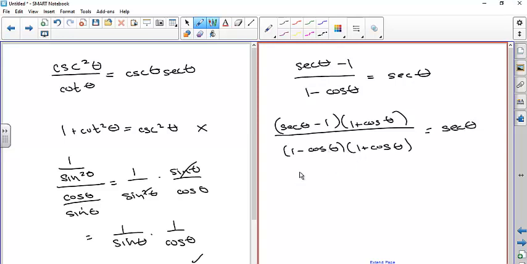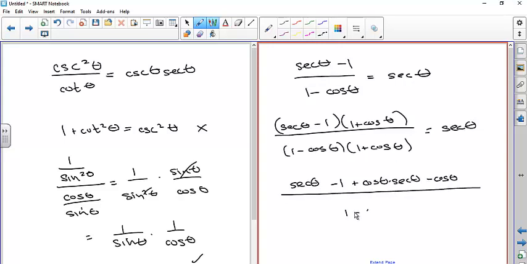Now, when you multiply the numerator, you get secant theta, so that's first. Inner is negative 1. Outer is cosine theta times secant theta. And the last is cosine theta. And that's all divided by 1 minus cosine squared theta.